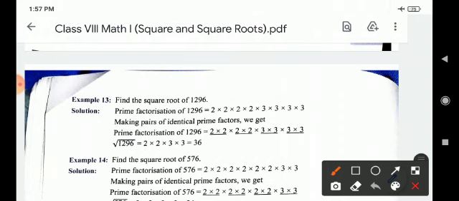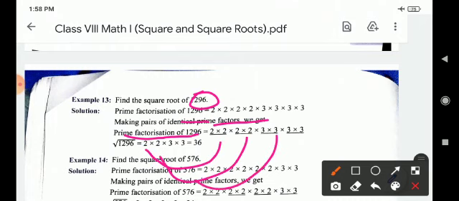Same process for 1296. 1296 has factors 2 into 2 into 2 into 2 into 3 into 3 into 3 into 3. Making pairs of identical prime factors, we get for the prime factorization of 1296: 2 into 2, 2 into 2, 3 into 3, 3 into 3. That is 2 into 2, that is 2. 2 into 2, that is 2. 3 into 3, 3. 3 into 3, 3. On multiplying these numbers, 2 into 2 into 3 into 3, that is 36.